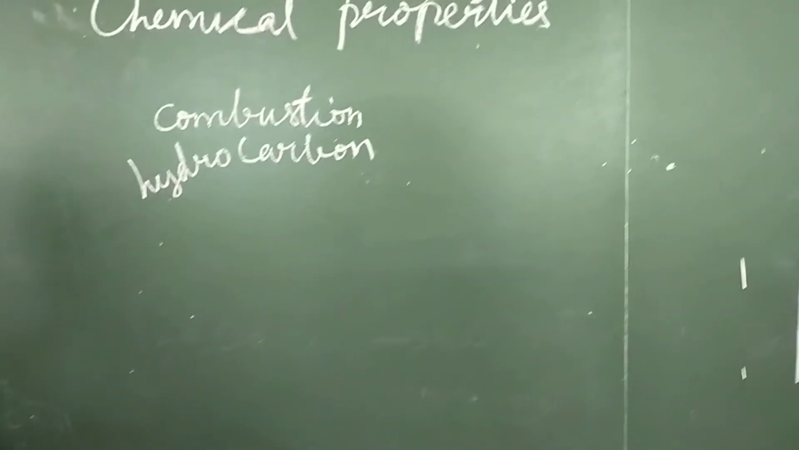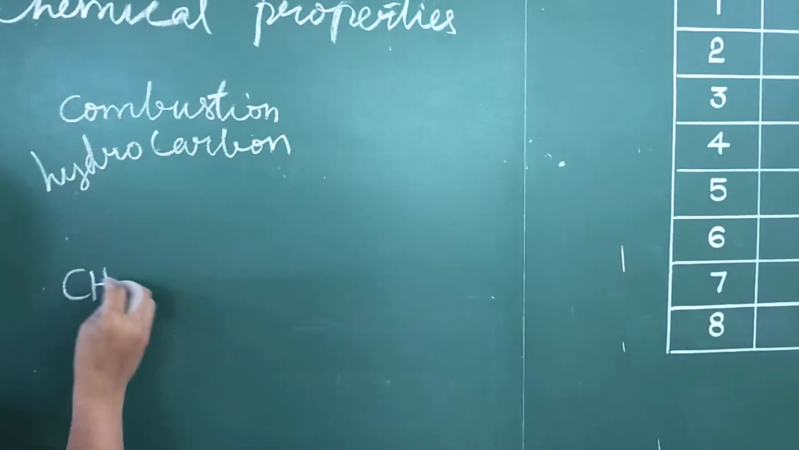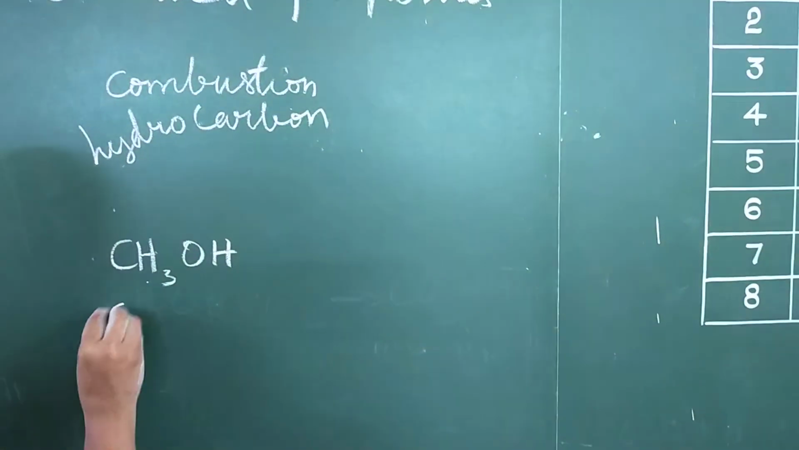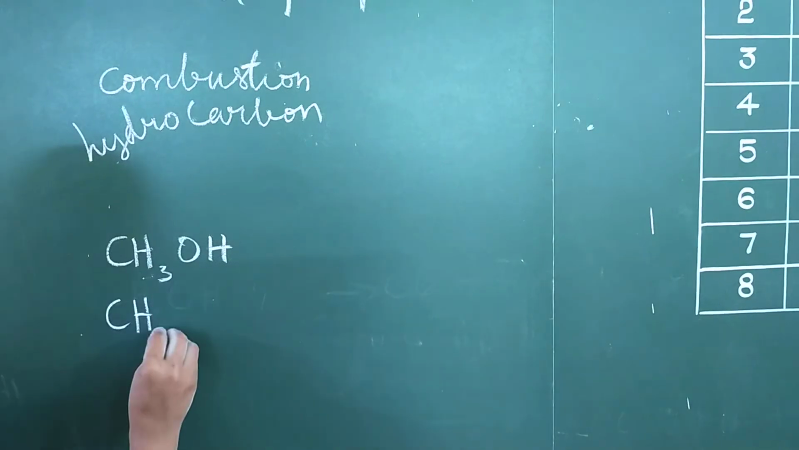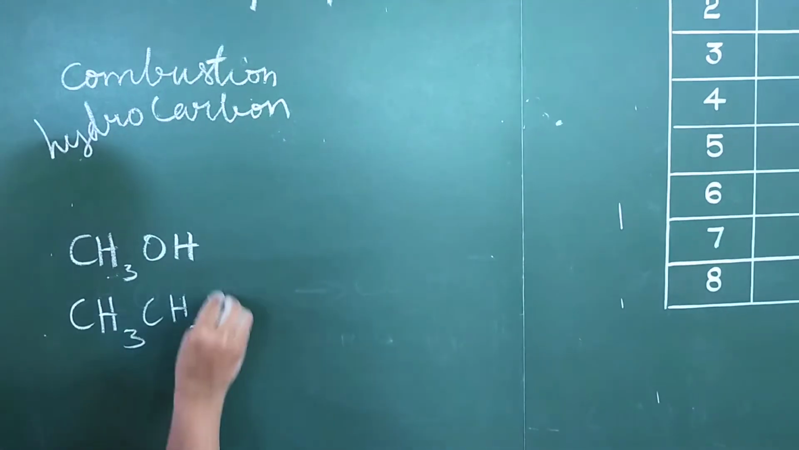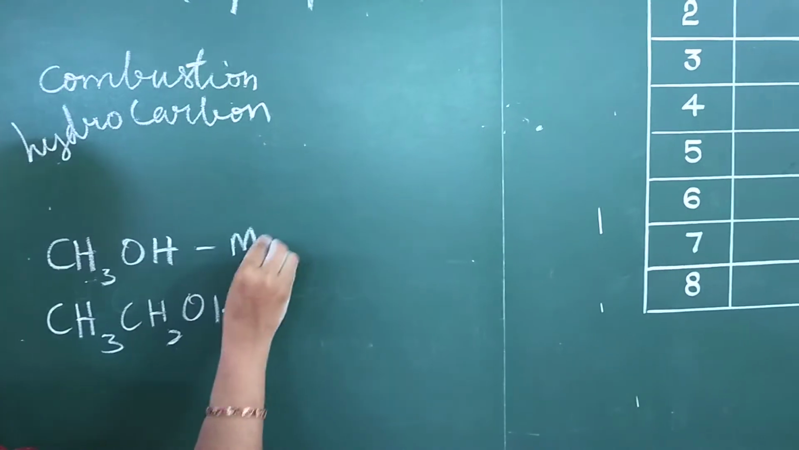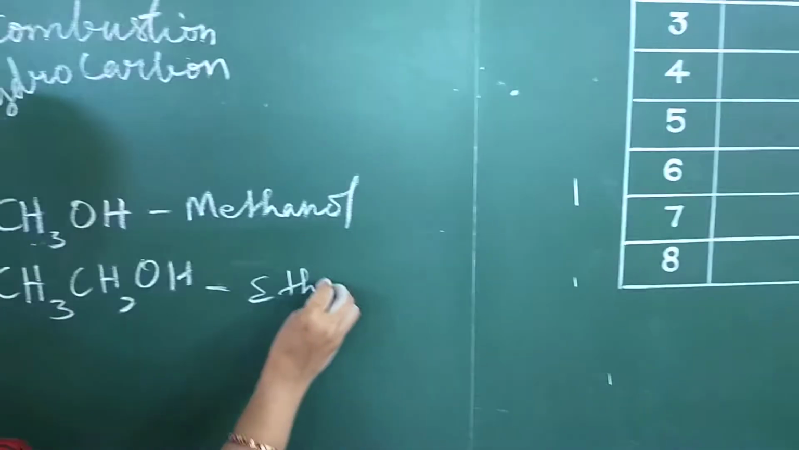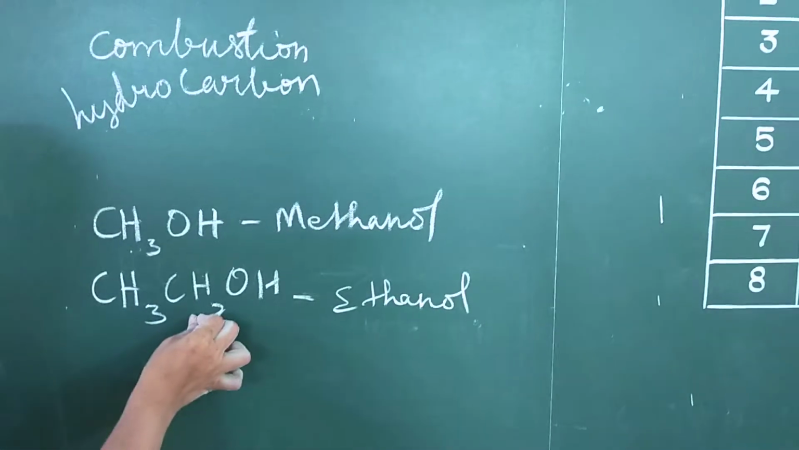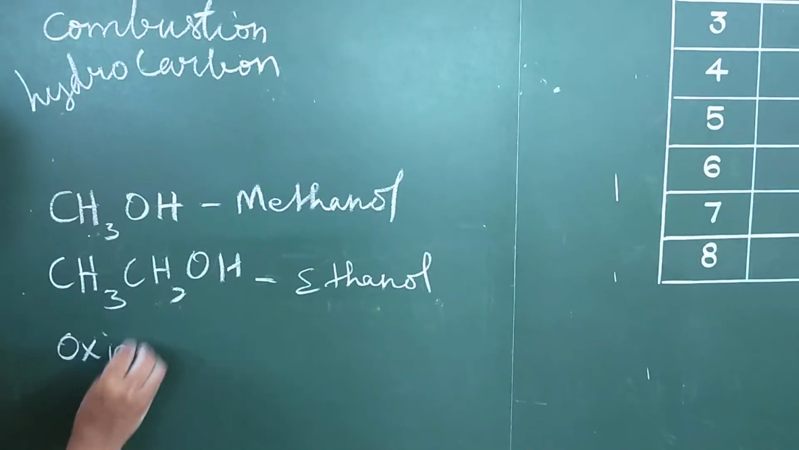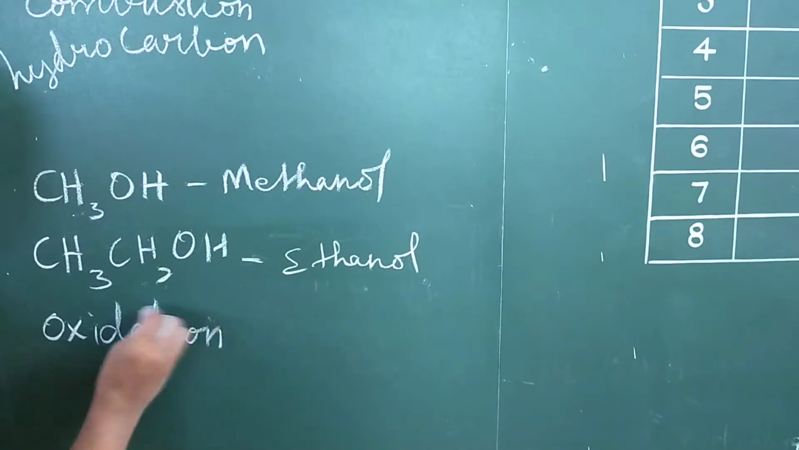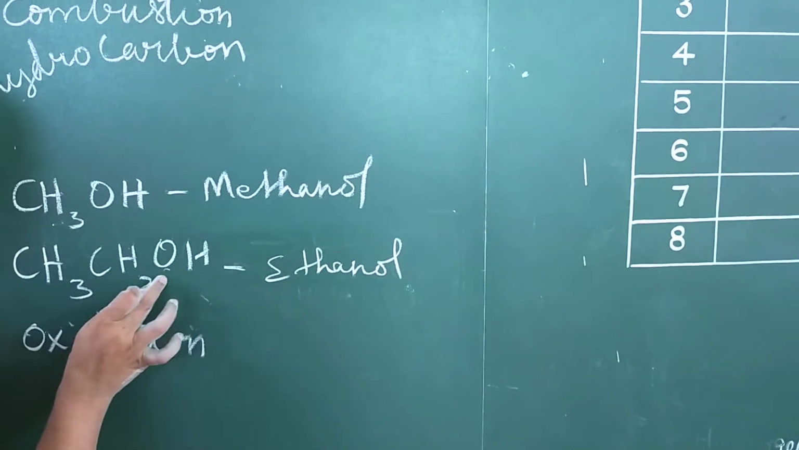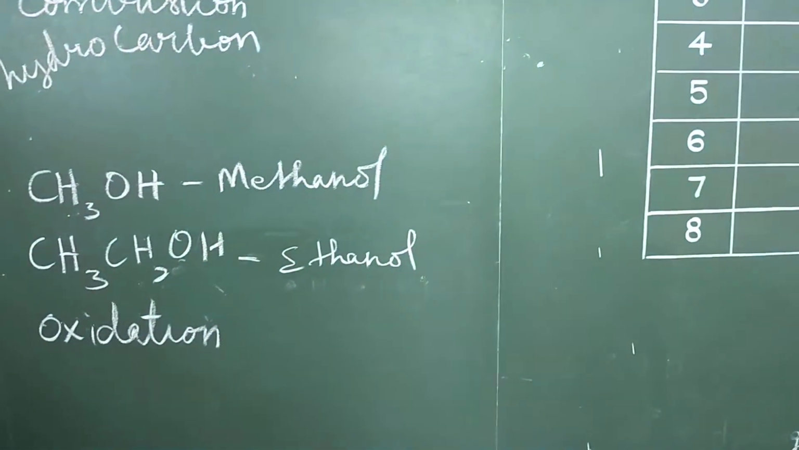So you can see ethanol. Methanol and ethanol: CH3CH2OH. This is methanol and this is ethanol. So this ethanol undergoes oxidation. If this ethanol undergoes oxidation, what happens? One more oxygen will add to this ethanol and we will get another product.